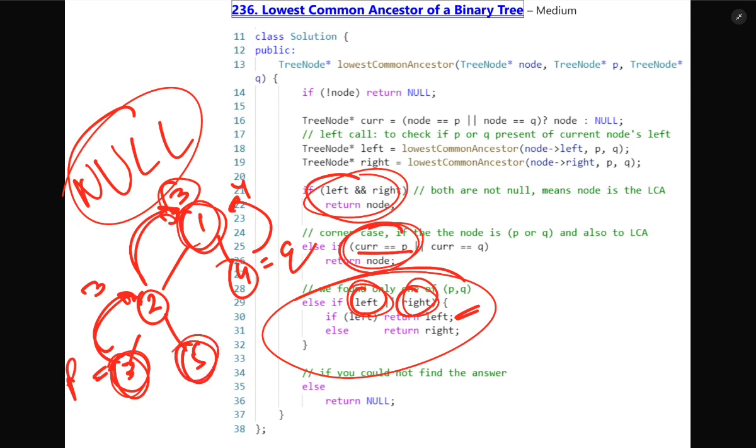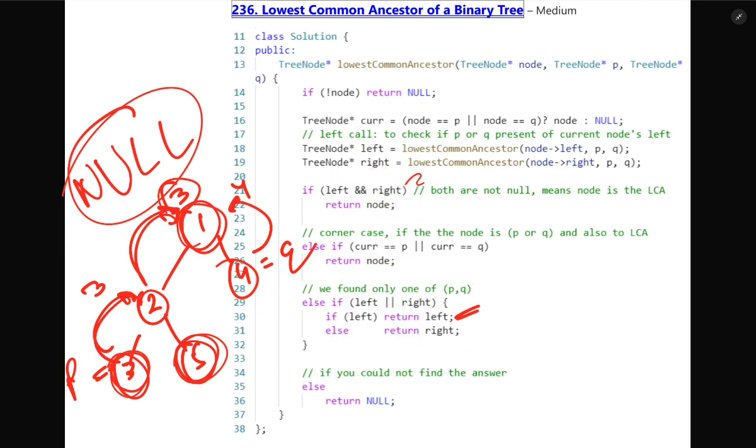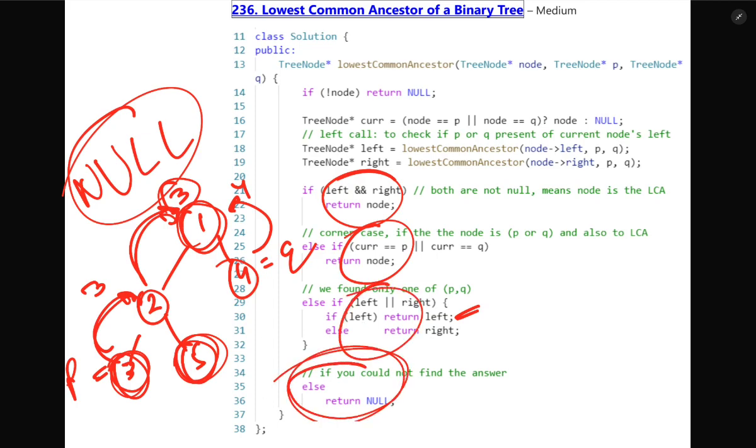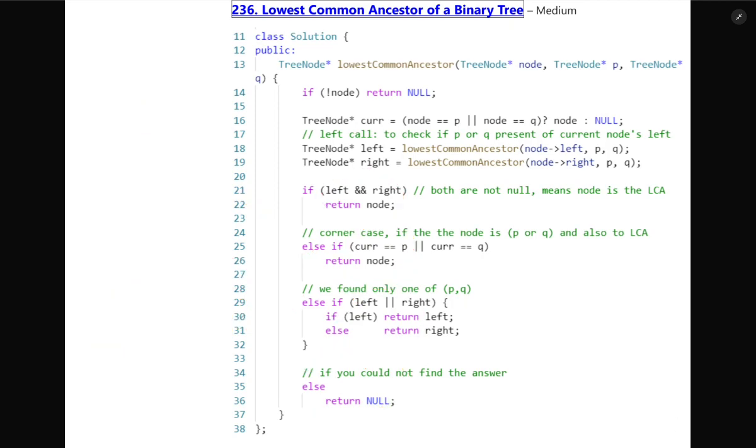And if I was in 5, so 5 will say that neither this condition was true for 5, nor this condition was true for 5, nor this condition was true for 5. So it will return null, which basically means that no answer was returned, so null will be returned by 5. So this is the code, and you can refer to the comments. So I hope you would have got the complete intuition, the complete approach, and how to write the code for this question.